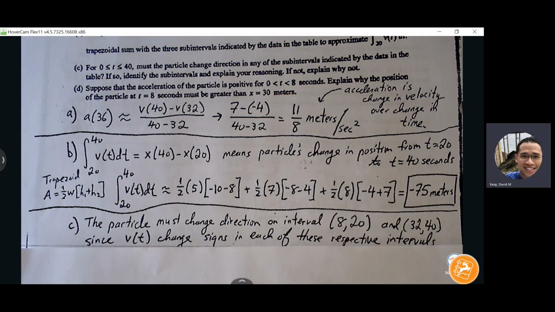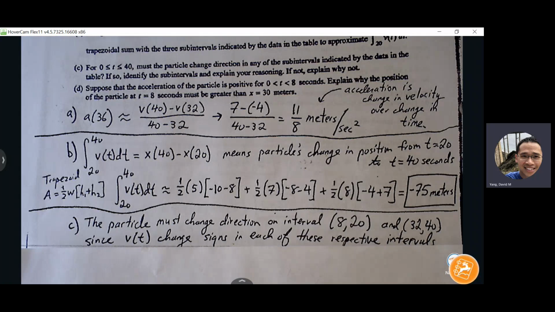Okay. Part C, between 0 and 40, must the particle change direction in any of the subintervals indicated by the data in the table? If so, identify the subinterval and explain your reasoning. Okay, so looking at the velocity sign line, or sorry, velocity table, can you indicate the least number of times that the particle has to change direction? 2, okay, and then why would you say 2?